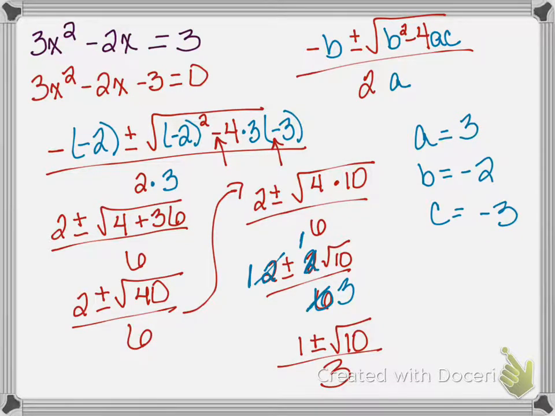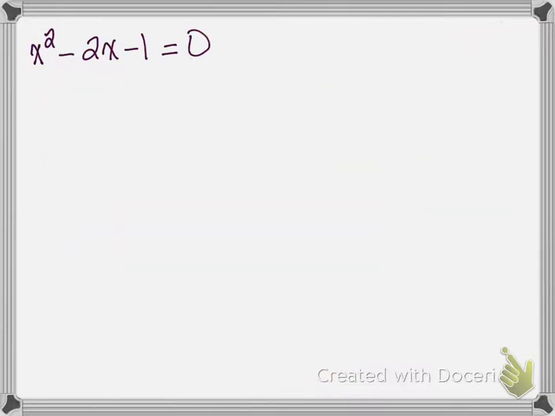Okay. Can I go to the next one? Okay. I'm going to complete the square with this one because my A value is 1 and my B value is negative. So I'm going to complete the square. First thing I'm going to do is move that negative 1 over to the other side. So I'm adding 1 to both sides. Okay. Half of negative 2 is negative 1, and negative 1 squared is plus 1.